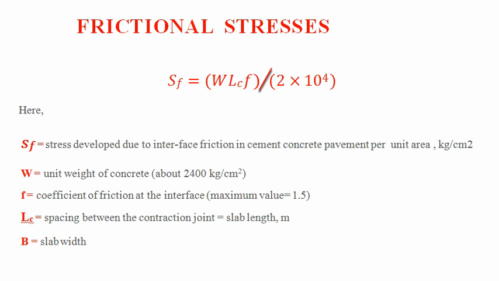W is the unit weight of the concrete, which will be about 2400 kg per centimeter square. F is the coefficient of friction at the interface, maximum value of 1.5. L_C is the spacing between the contraction joints, that is the slab length in meters, and B is the slab width.